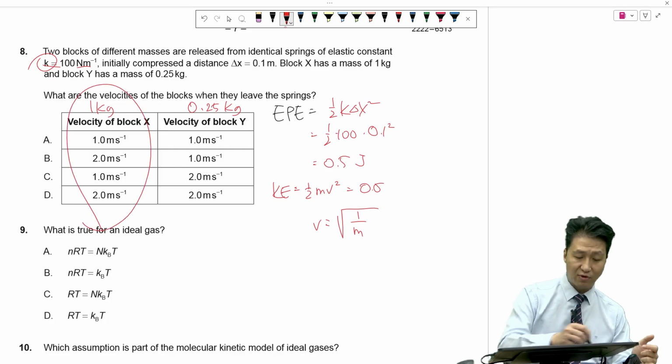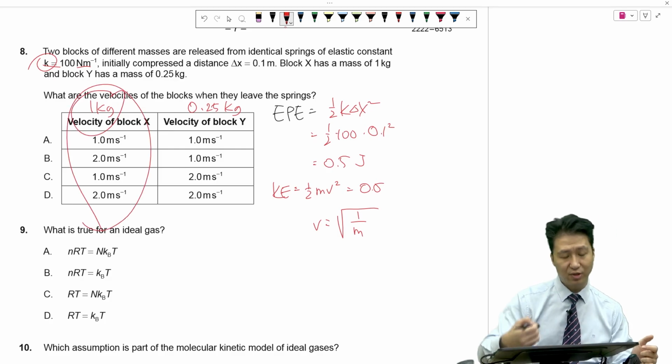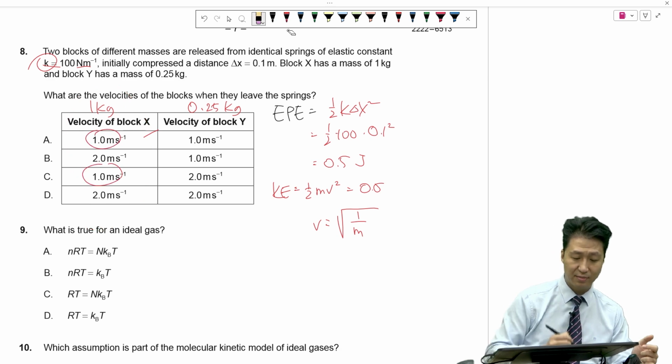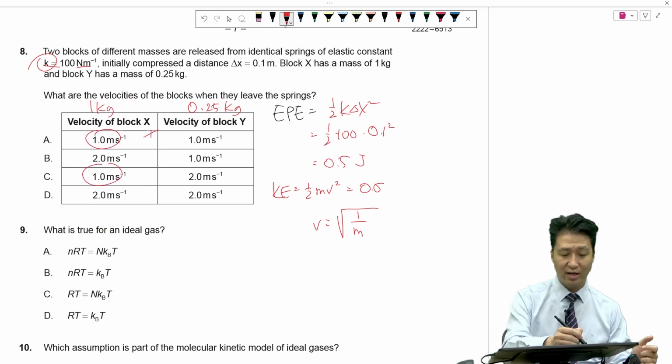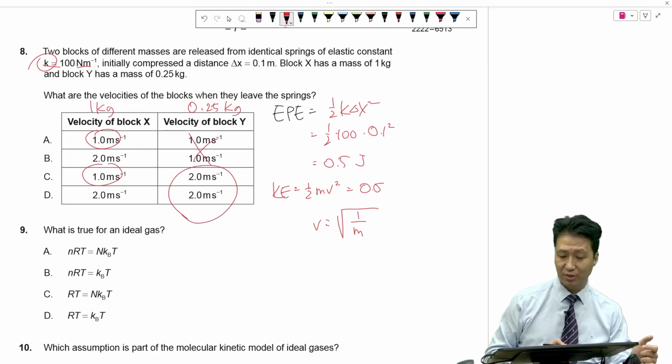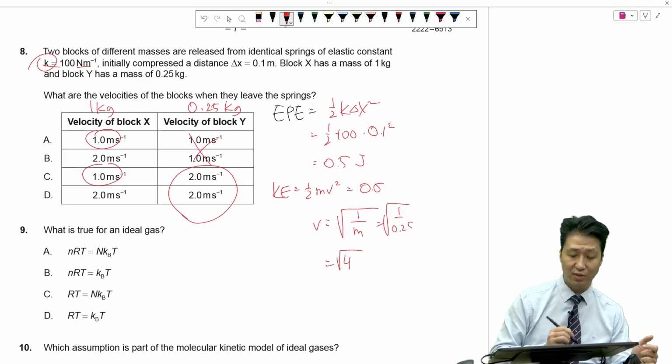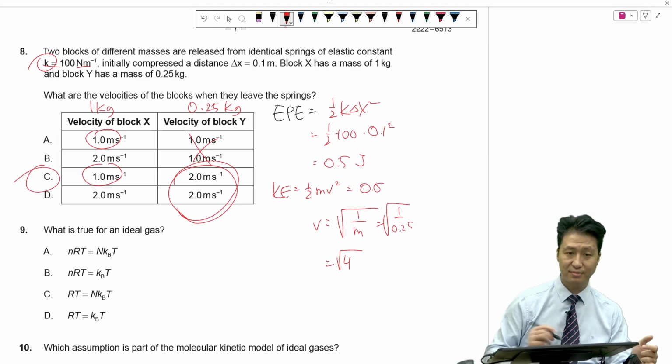In this case, for block X, the mass is 1 kilogram. 1 over 1 is 1, so it has to be 1 meter per second. And for block Y, we can calculate this. It cannot be 1 meter per second, so by default, it should be 2 meters per second. But if you calculate this, 1 divided by 0.25 would be 1 over 1/4, which is just 4. And the square root of 4 is 2, which makes sense. The answer should be C.